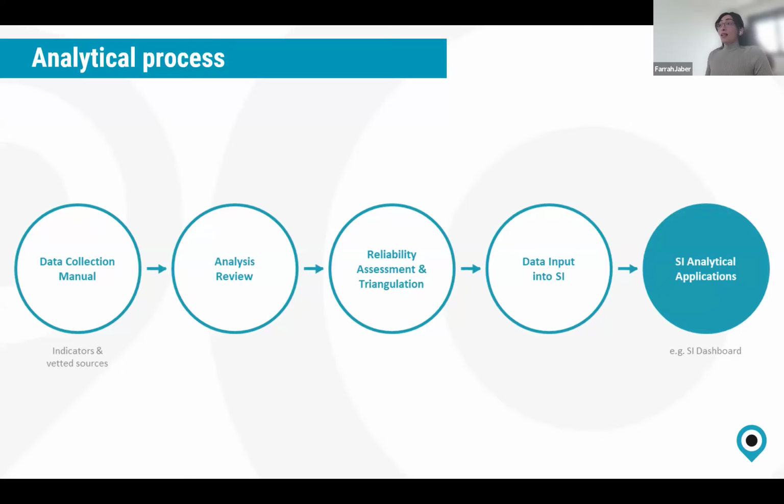The reliability is then reviewed and triangulated by cross-checking multiple independent sources to verify its accuracy. And after multiple phases of internal review, the data is finally input into the severity index, which gets published monthly on our website, as well as the ACAPS API. And finally, from there, the severity index is modeled into analytical applications such as the SI dashboards, which you'll see later on in this presentation.